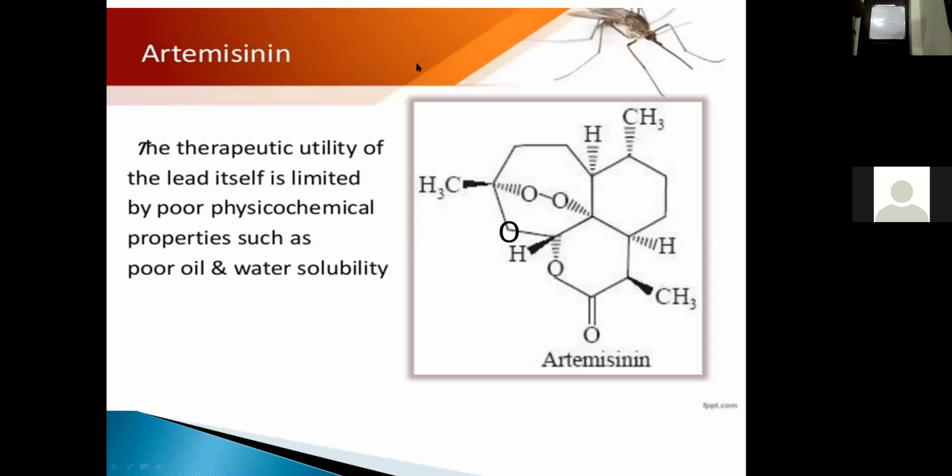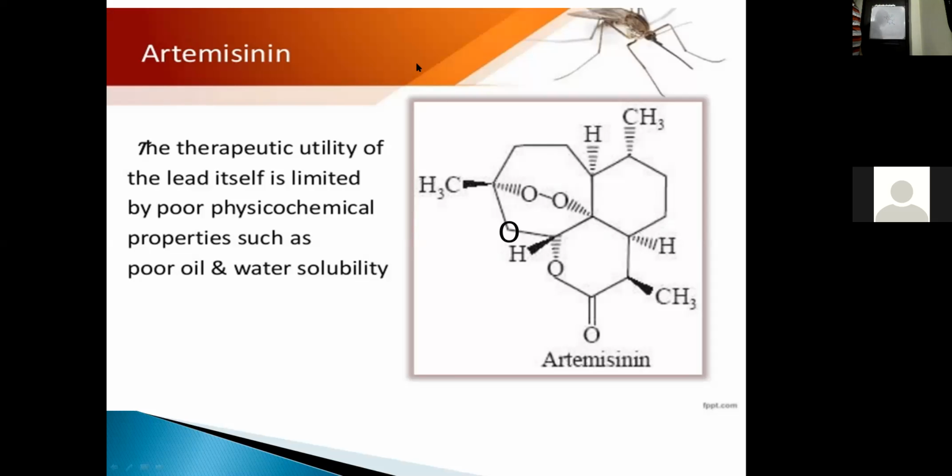Now next is your 7-membered ring. So the first ring is the lactone containing a methyl, the second ring is the cyclohexyl ring containing a methyl. Now it is connected to a 7-membered ring, which contains an oxygen over here, and is connected by a peroxide and a methyl. So this is the structure of your artemisinin.